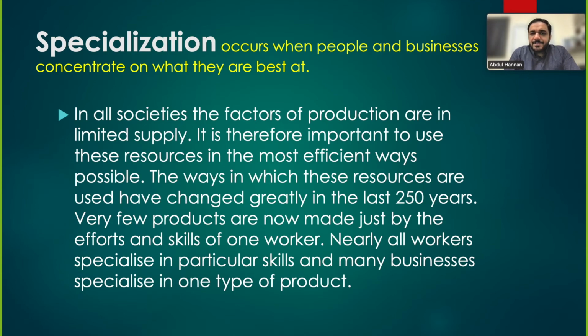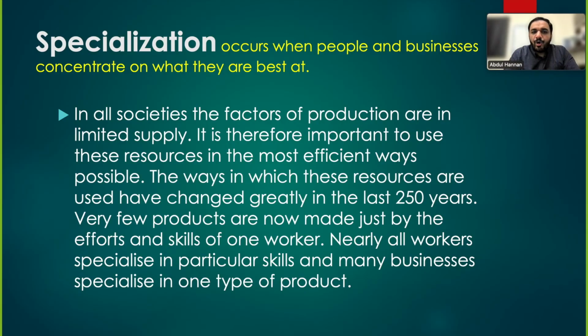Specialization occurs when people and businesses concentrate on what they are best at. For example, I am a teacher. If you ask me to do something else, for example, to work in electronics repairing mobiles or as a mechanic, it is difficult for me because I didn't do that. I'm not specialized in that. I'm specialized in teaching, so I can give my best in this particular field. In the same way, in an organization there are skilled workers and non-skilled workers. Specialized workers are those who are best at something.